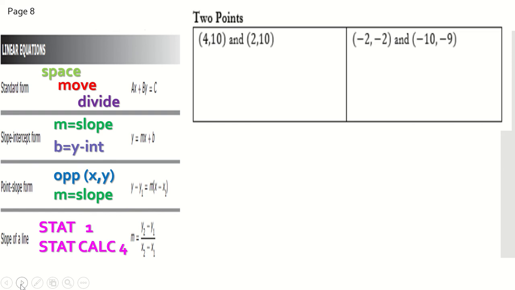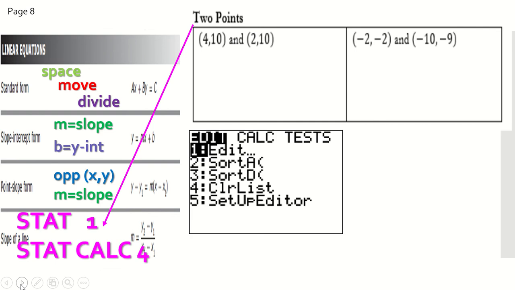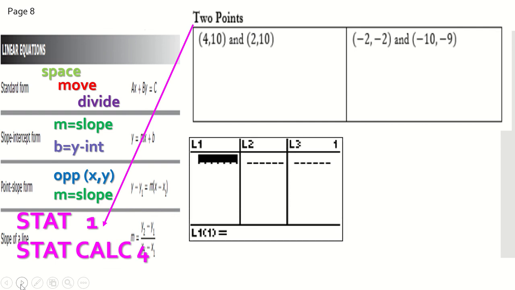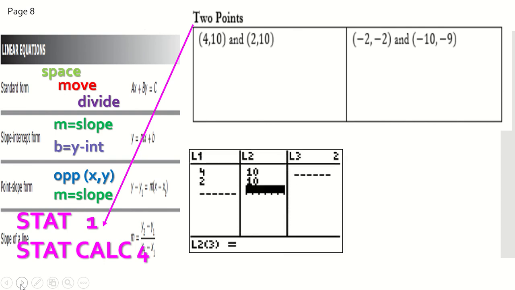We can also find slope from 2 points. Once again, we can simply put the 2 points into a table and run a linear regression. So the same steps as previous. Stat edit, enter the x values, which are 4 and 2, and 10 for the y values.